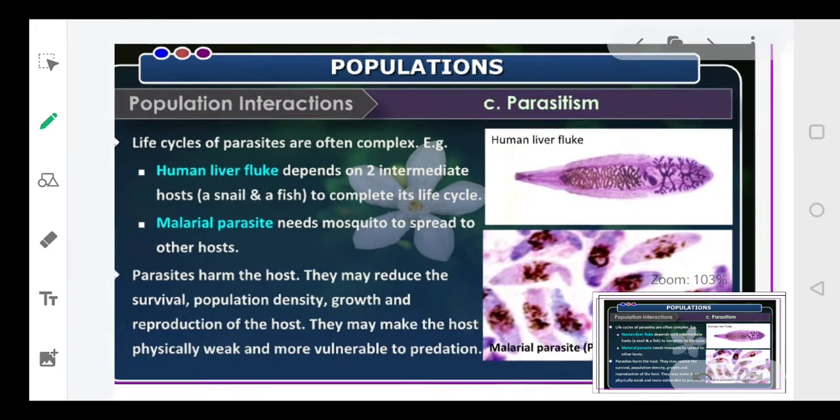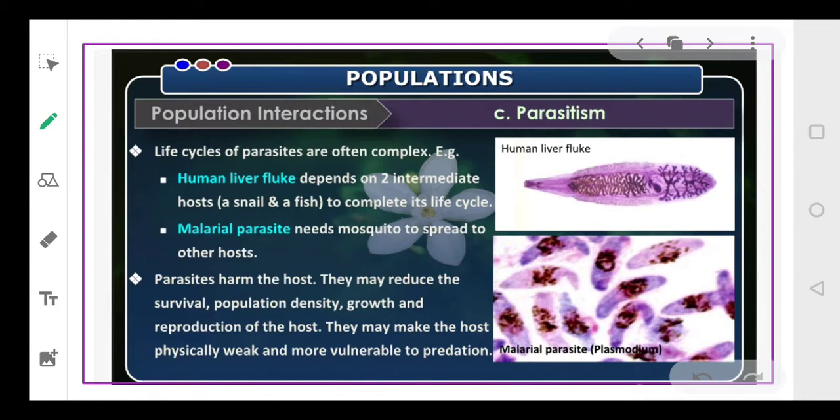Now, some parasites have a very complex life cycle, and in some cases, they require more than one host to complete their life cycle. As you can see in the picture, this is a human liver fluke. It depends on two intermediate hosts before it comes to humans, that is the snail and the fish, so that it can complete its life cycle. So in total, there are three hosts.